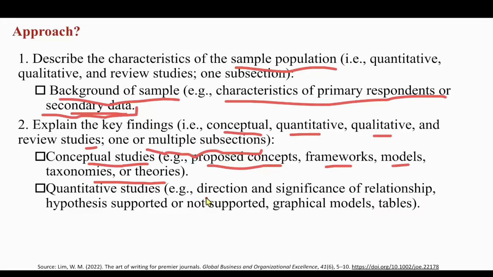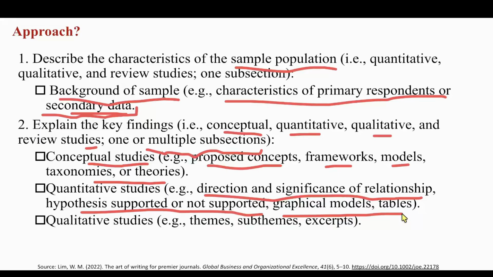In a quantitative study, we might do it by the direction and significance of relationships, sometimes hypothesis-wise: these hypotheses are supported, these are not, as shown in so and so figures, models and tables. Sometimes we also show it with graphical models and tables, which we have already discussed. Coming to qualitative studies, we may discuss it by themes, sub-themes or excerpts. It varies, as we'll see in different examples.